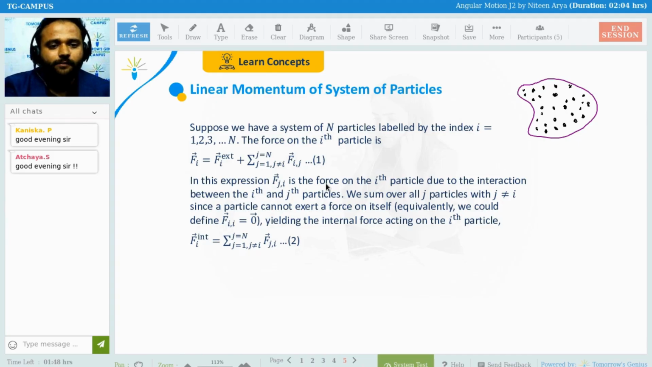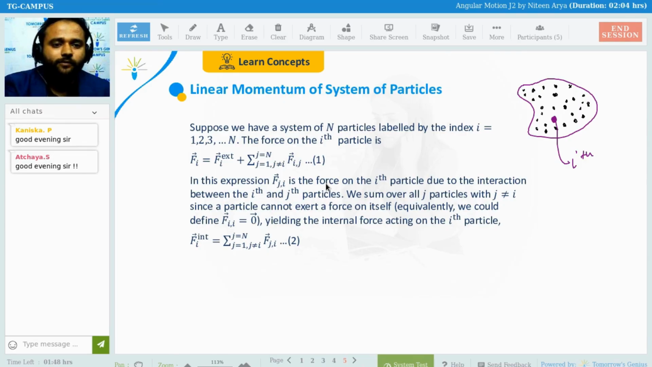Suppose we have a system of n particles, labeled by the index i = 1, 2, 3 to n. Therefore, the force on the ith particle. What does it mean? Suppose I pick this particular particle in this way; I can assume it is the ith particle. I can choose i from 1 to n, anything. Then on this particle, there are going to be two kinds of force.